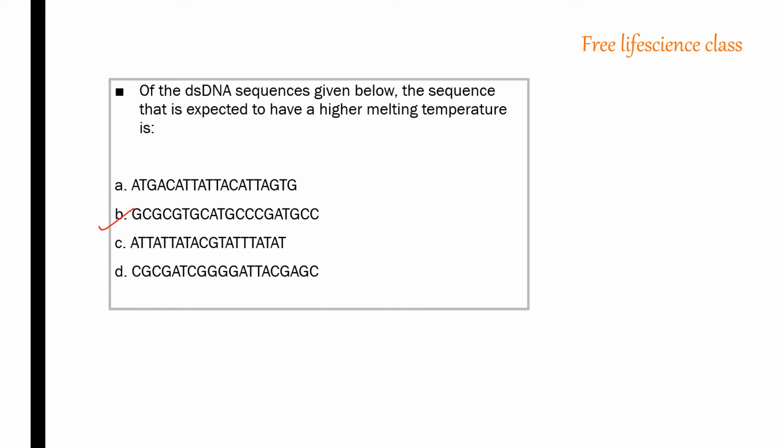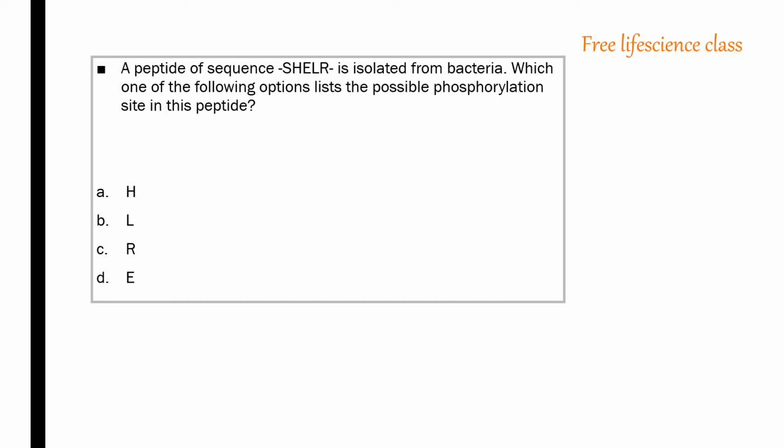Always look for the higher amount of GC content. If you are expecting a higher melting temperature, always look for the sequence which has a higher amount of GC content. Higher amount of GC content means higher melting temperature. If the AT base pair content is high, then it means it is low melting temperature compared to the high amount of GC content sequence. Okay, so the answer for this question is option B. Moving into the next question.